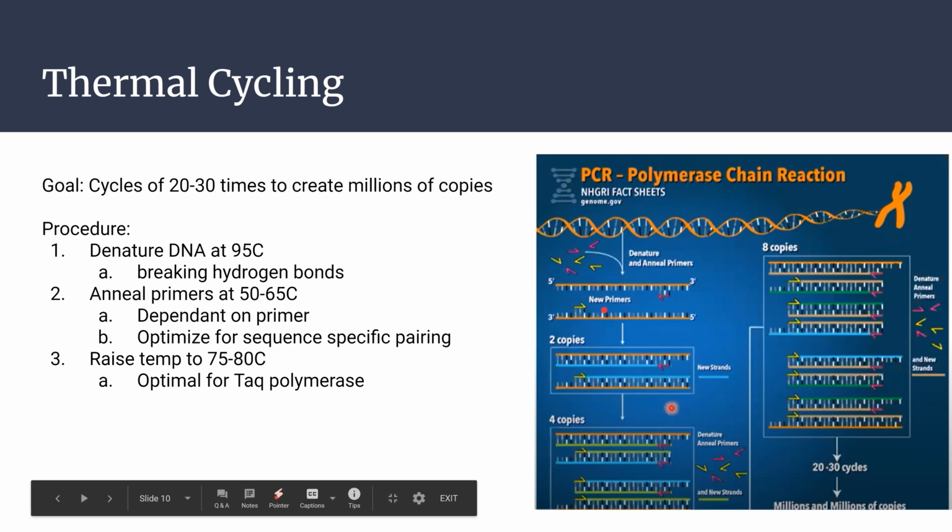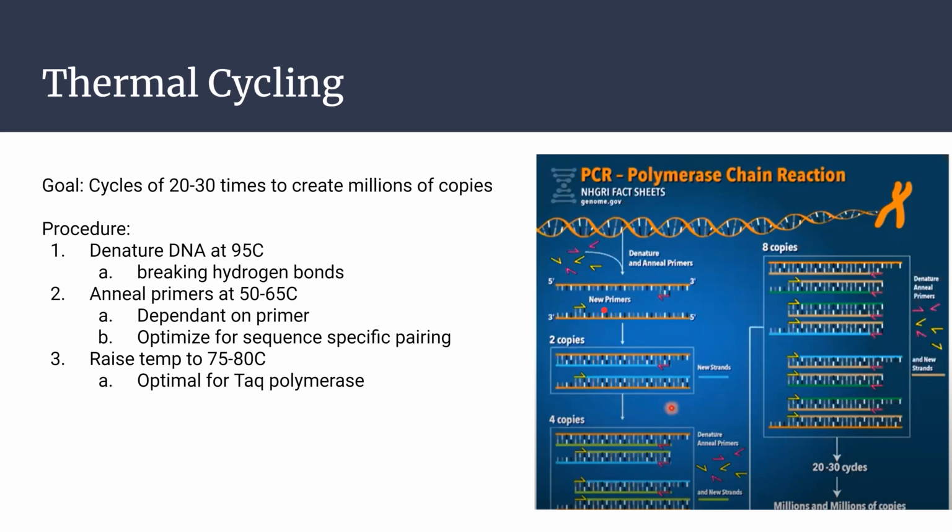And one thing that you may take note of is that the temperature for annealing the primer is going to be dependent on the primer itself, right? So you don't want it to be too hot, where nothing's going to bind, and you don't want it to be too cold, because at that point the primers aren't going to be as specific to what they prime. So depending on what your primer is for whatever sequence you have, you're going to want to optimize that temperature. But usually it will fall between that.